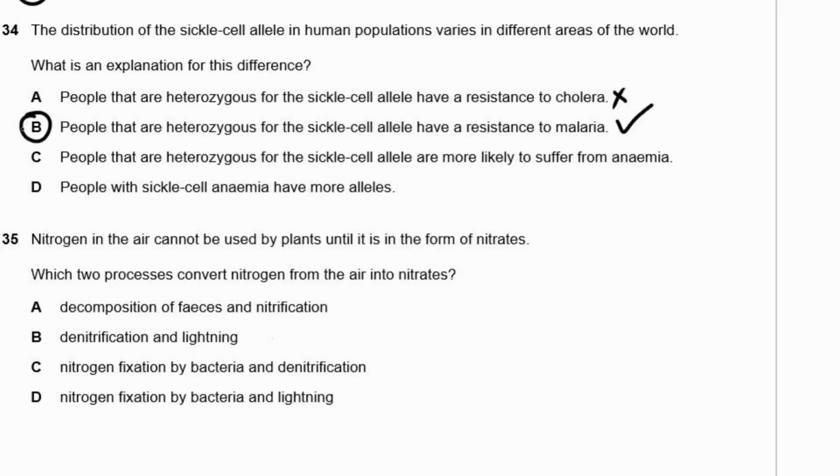People that are heterozygous for the sickle cell allele are more likely to suffer from anemia? No, that would not give a benefit to anyone. People with sickle cell anemia have more alleles? Nope. There's a dominant or a recessive. Same number of alleles, just whether they're dominant or recessive.